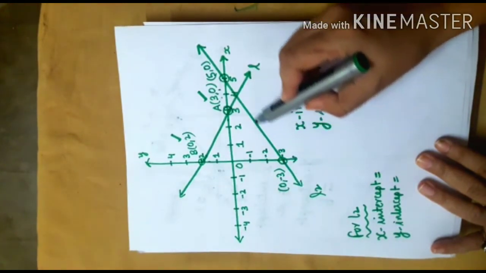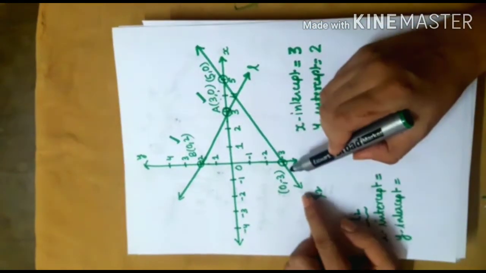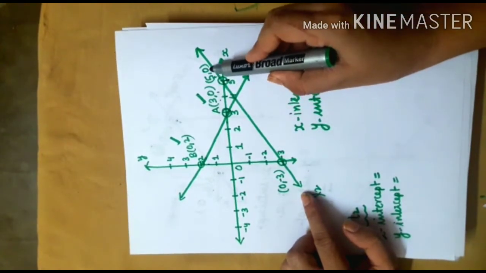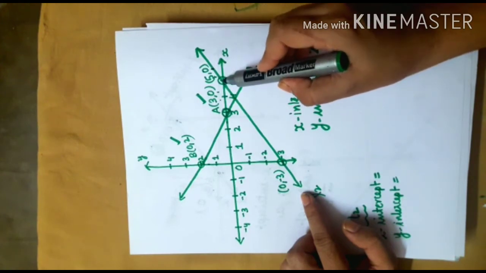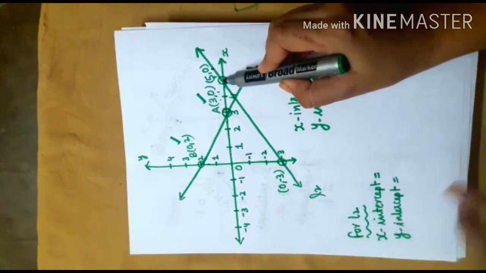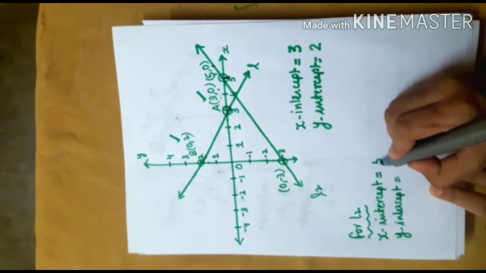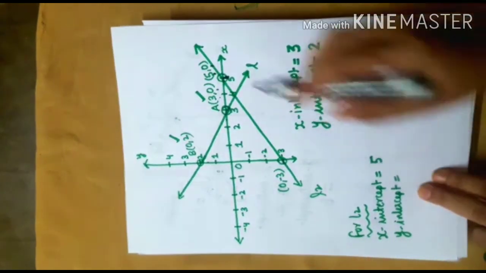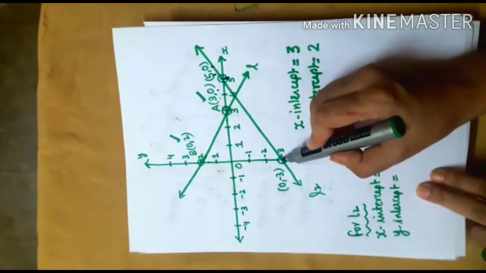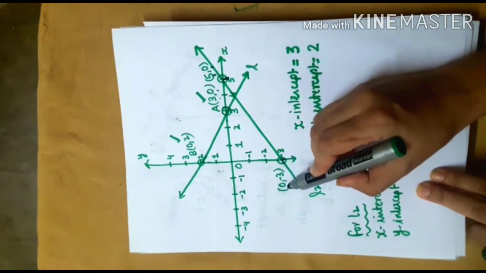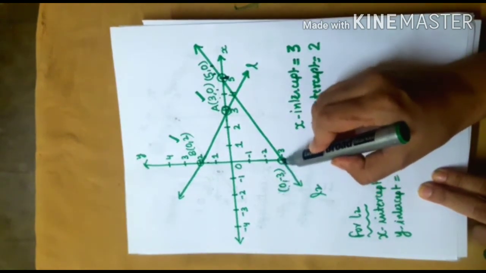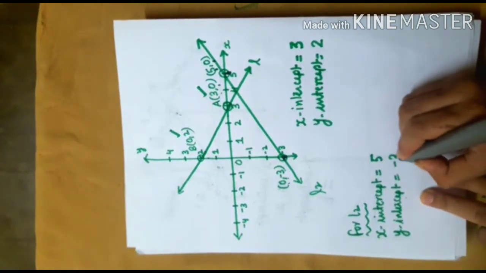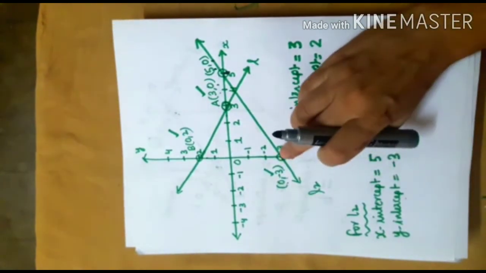Suppose I consider this line L2. Now this line L2 intersects the x-axis at the point 5, 0. So this point will be the x-intercept, and we write x-intercept is equal to 5, the x coordinate of this point. And similarly, this line intersects the y-axis at this point 0, minus 3. So this is the y-intercept and we write y-intercept is minus 3, the y-coordinate of this point.